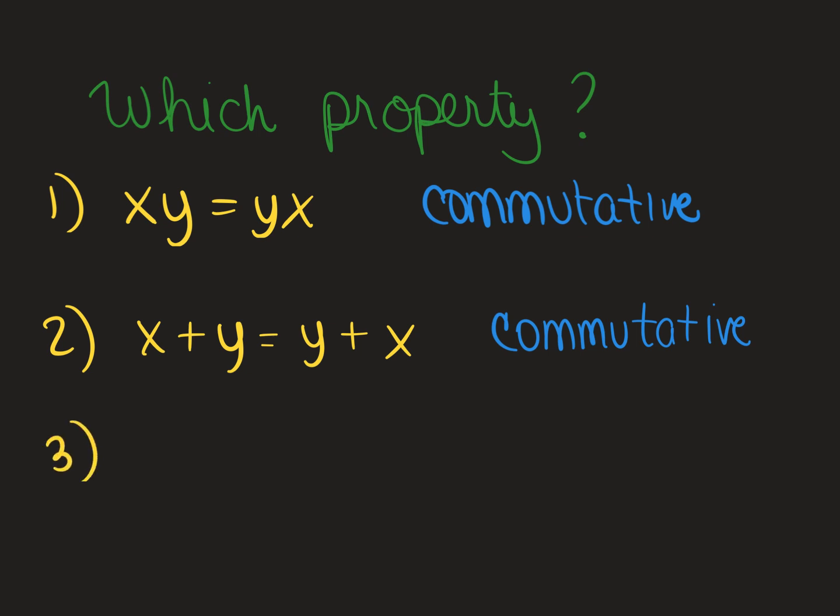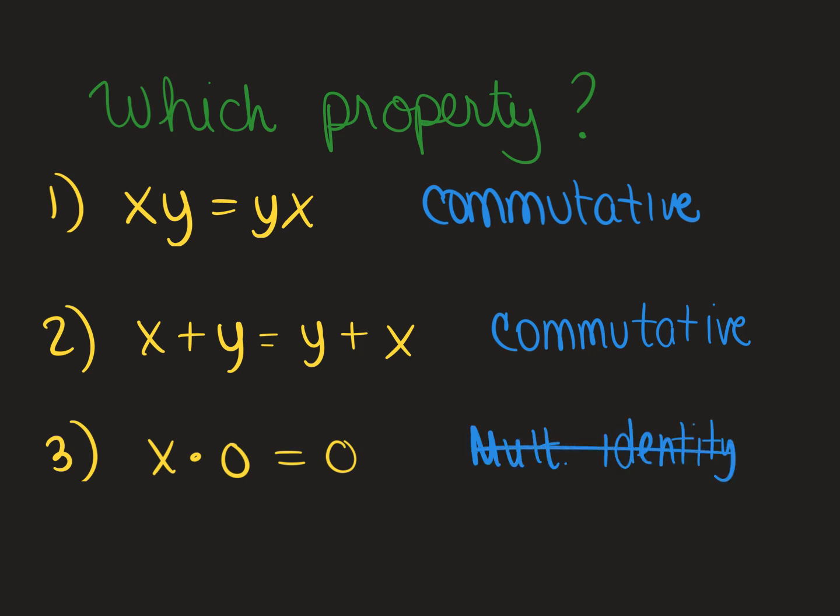The next question. Which property is that? The answer was multiplicative identity. No, it wasn't. That was wrong. That is multiplicative property of 0. Wow. So if I multiply something by 0, I get a 0. Multiplicative property of 0.